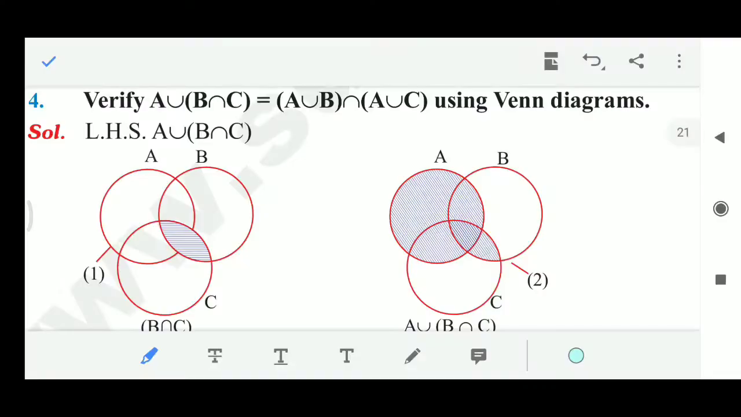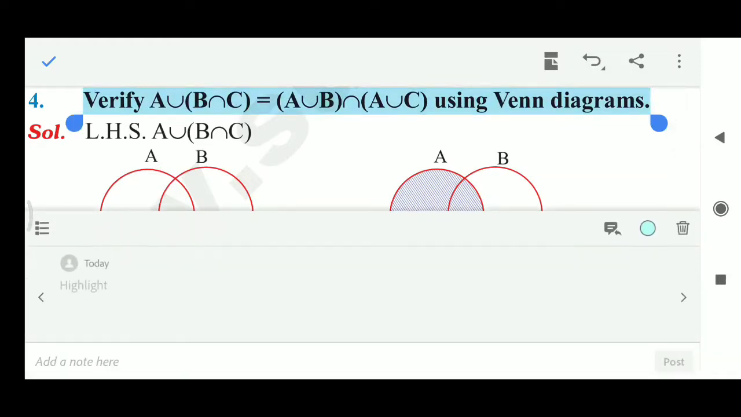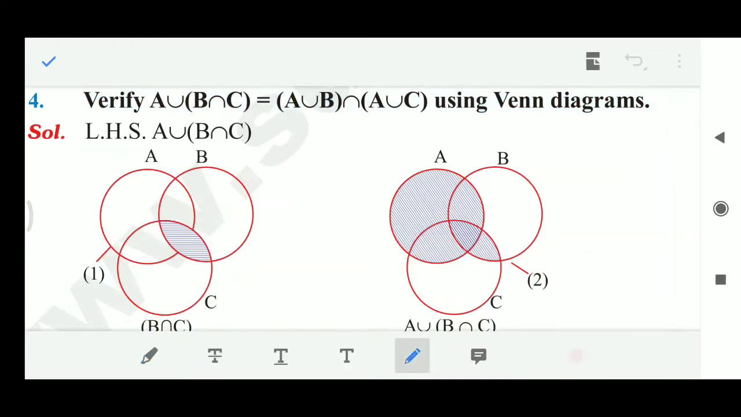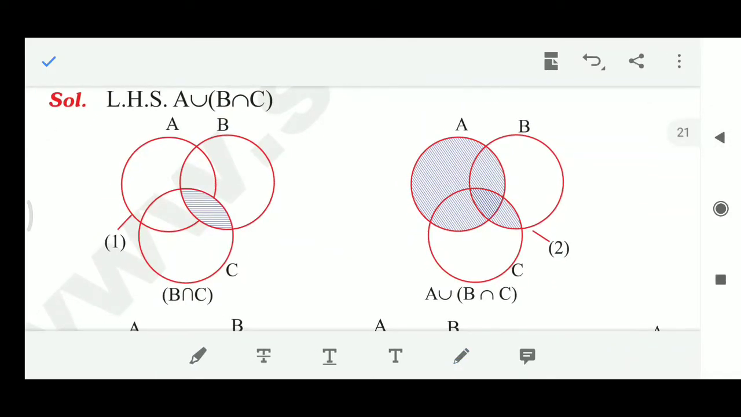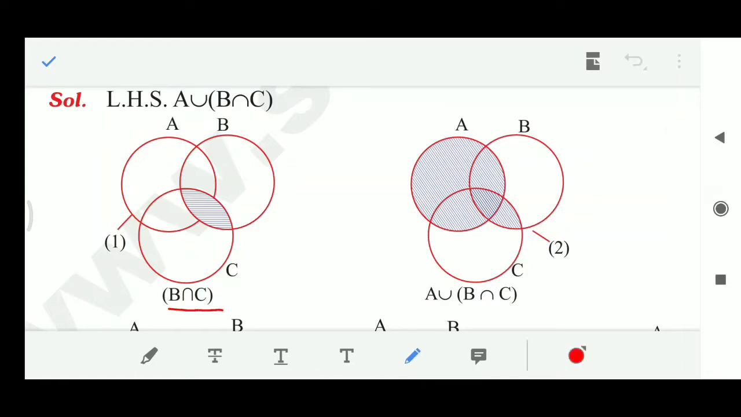Just go through it. Here in exercise 1.5, first we are going to do the fourth sum. The question is: verify A union (B intersection C) is equal to (A union B) intersection (A union C) using Venn diagram. Here there are 3 sets A, B, C. First the LHS, we have to find A union (B intersection C). For that, the first diagram represents B intersection C, that means the common part between B and C.